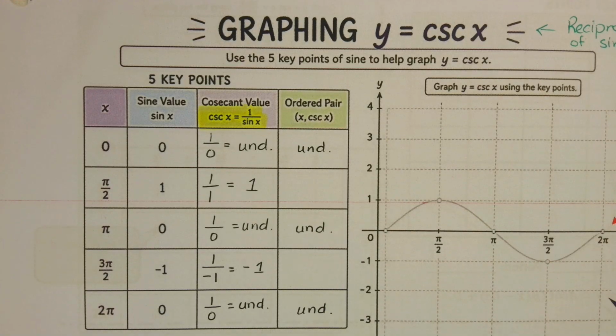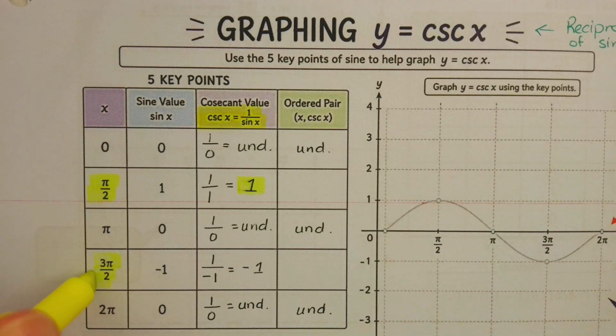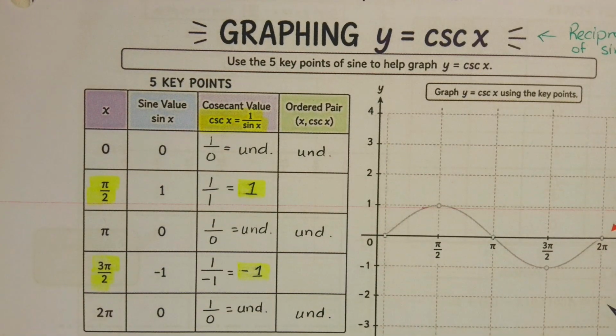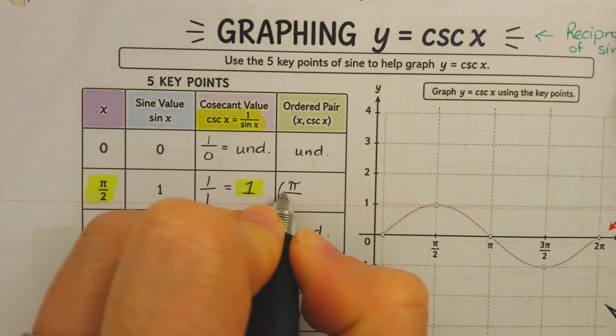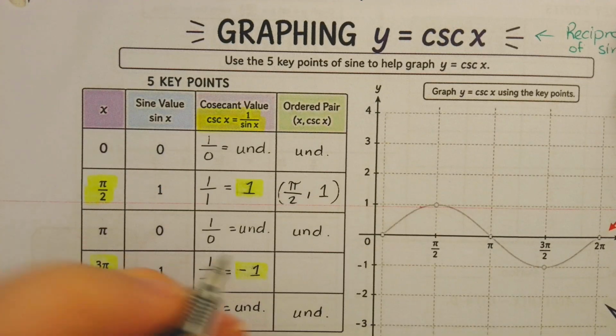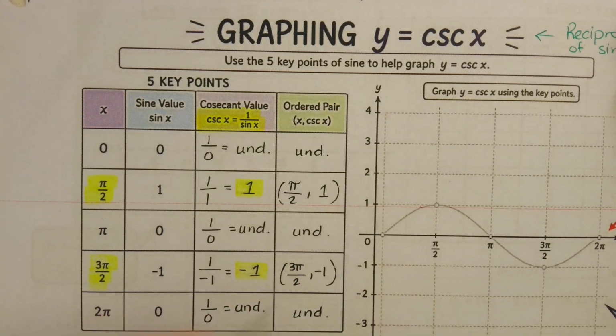Okay, so we're left with just a couple of actual points. We have pi over 2, 1, and 3 pi over 2, -1. I'm going to write those down as ordered pairs here: pi over 2, 1, and then 3 pi over 2, -1.